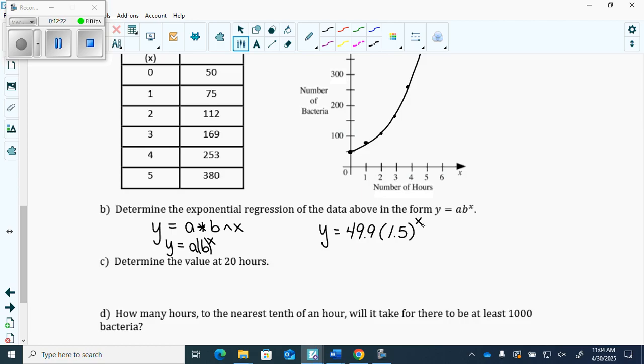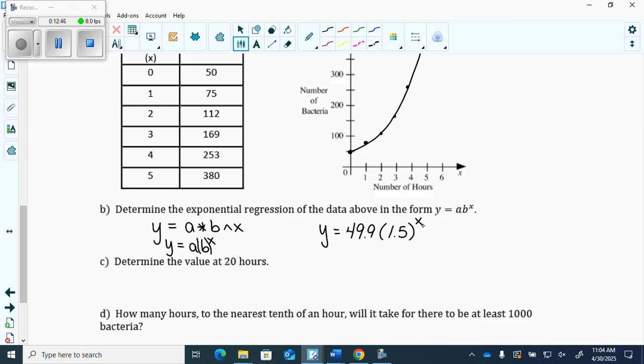Go to your edit list. I guarantee you have a problem. Wrong number in there. 0, 50, 175, 2 and 112, 3 and 169, 4 and 2. Okay, press graph. You should be able to see your graph in front of you.